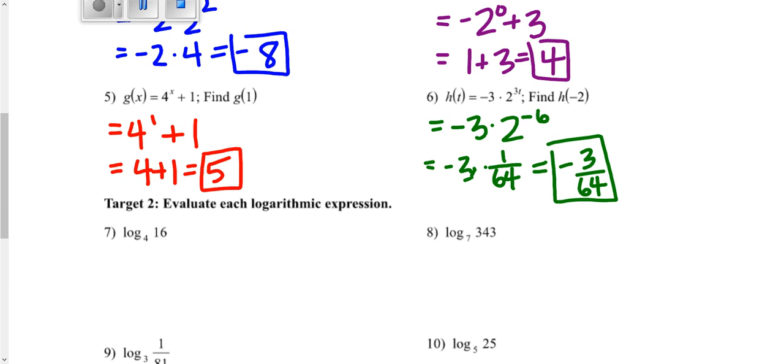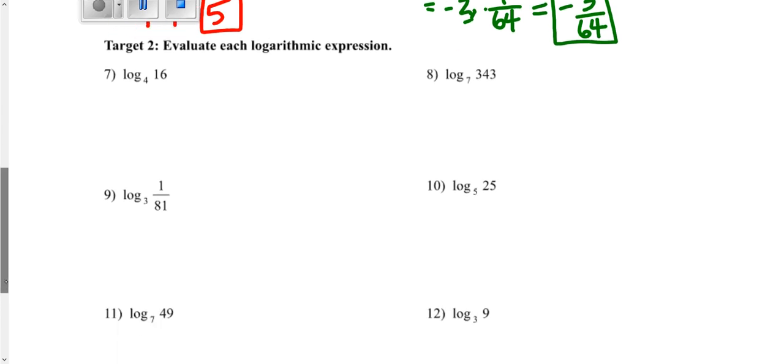All right, target 2, we are evaluating logarithmic expressions. Just a reminder, to do this, it's kind of a puzzle. On number 7, we're trying to figure out 4 to what power gives you 16. So 4 to the 2nd power gives you 16.